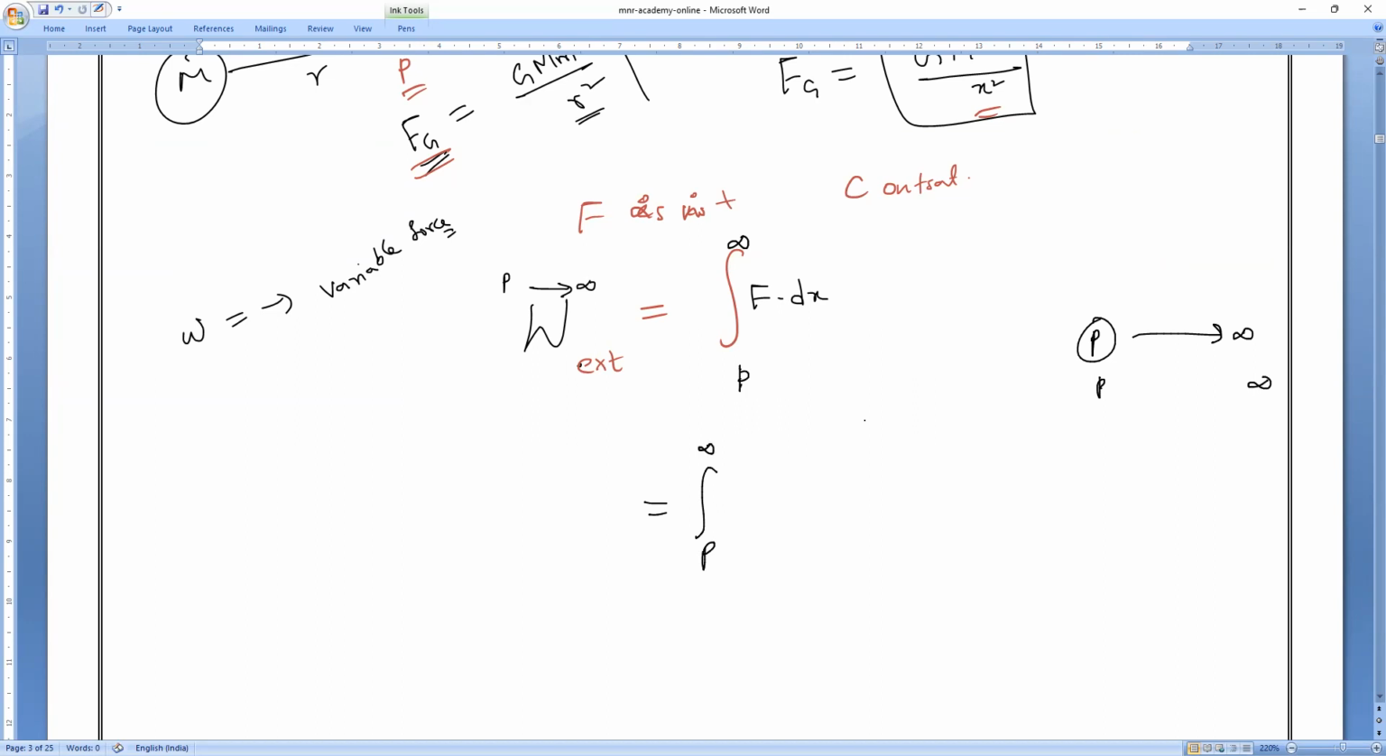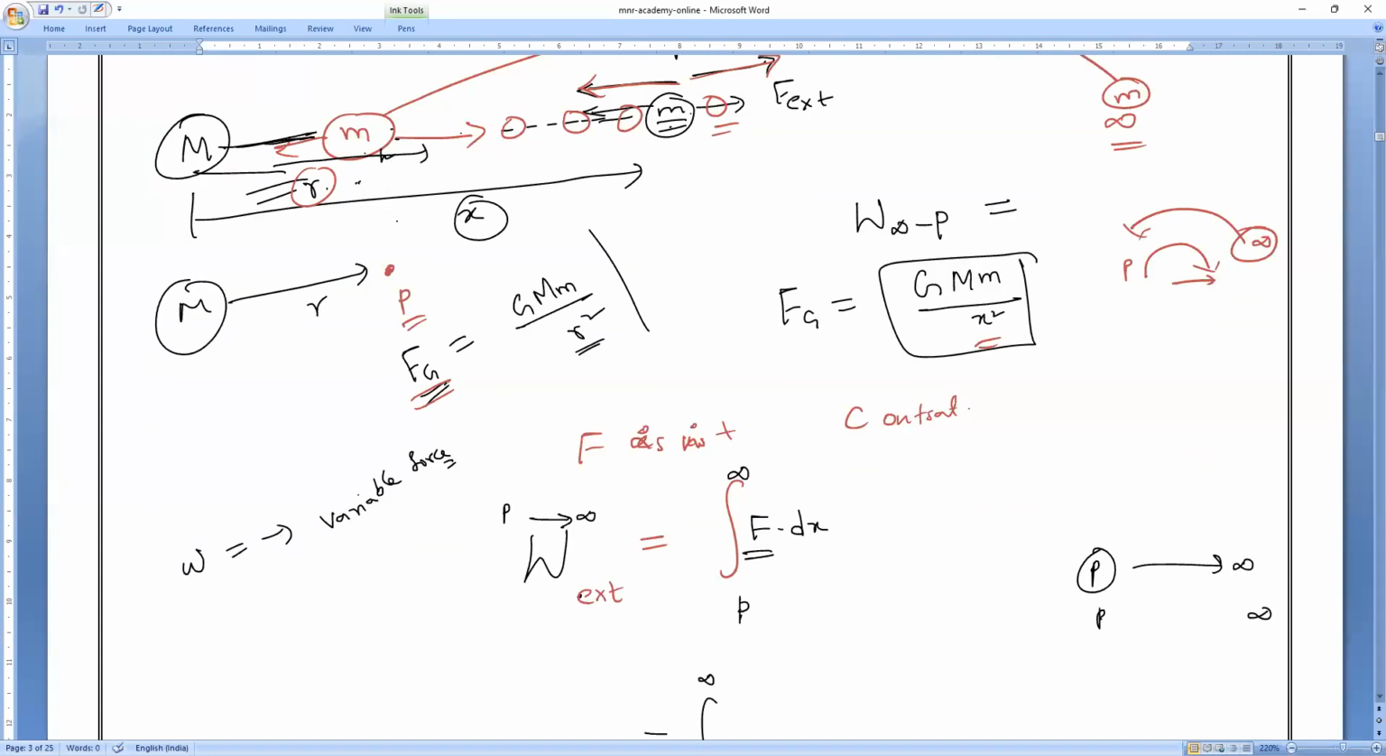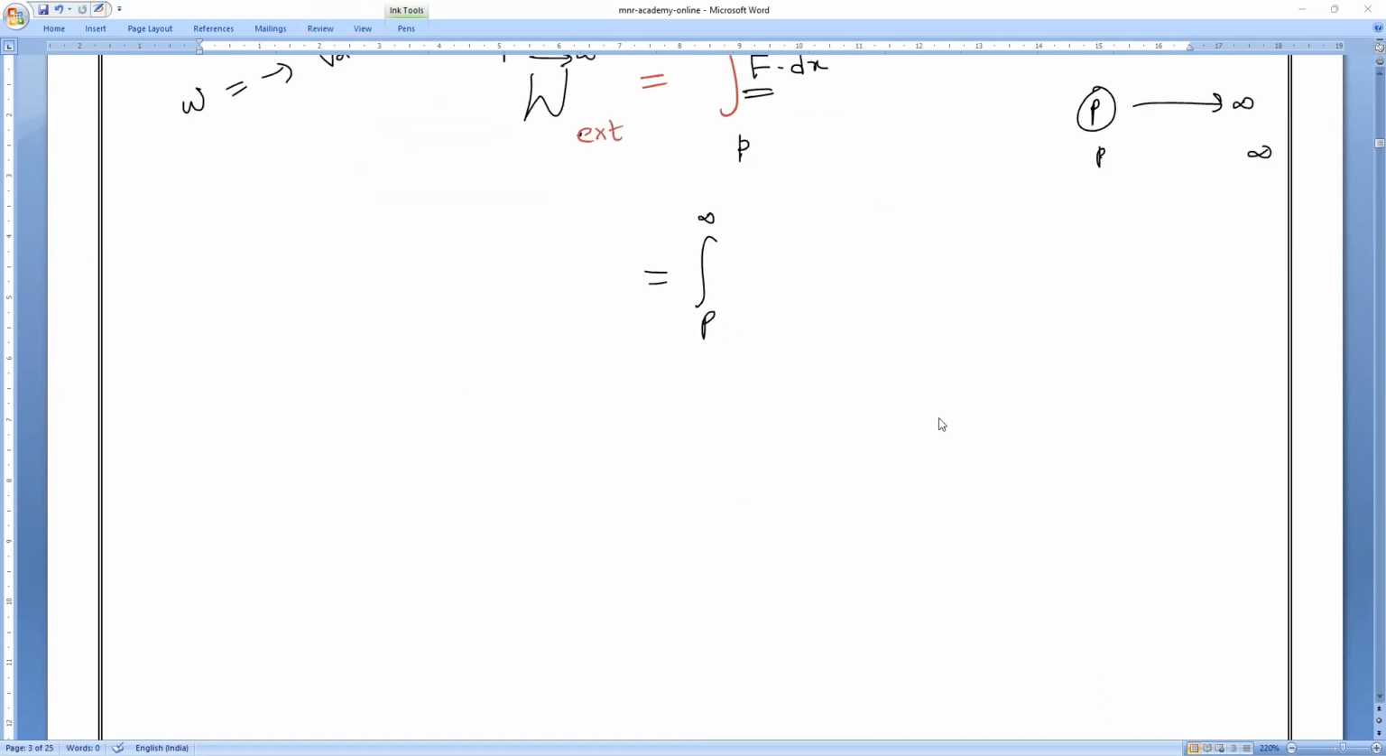You got it. Now tell me, what is F? Just now we have got it: F is G M m divided by x squared, into dx, because the distance does not remain constant. Am I right or wrong? Please respond, everybody. It does not remain constant. Yes or no, guys? So that is what I am writing in place of F: G into capital M into small m divided by x squared into dx.